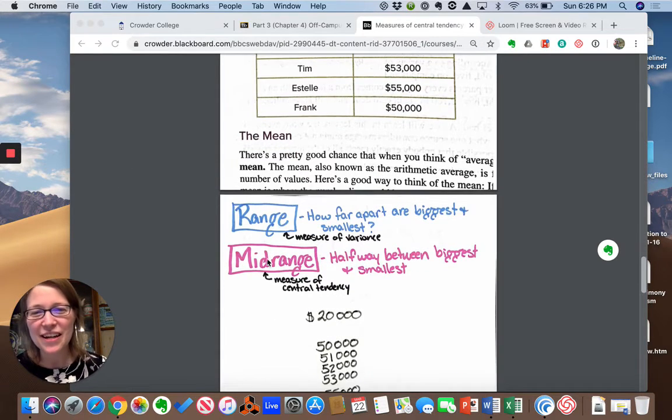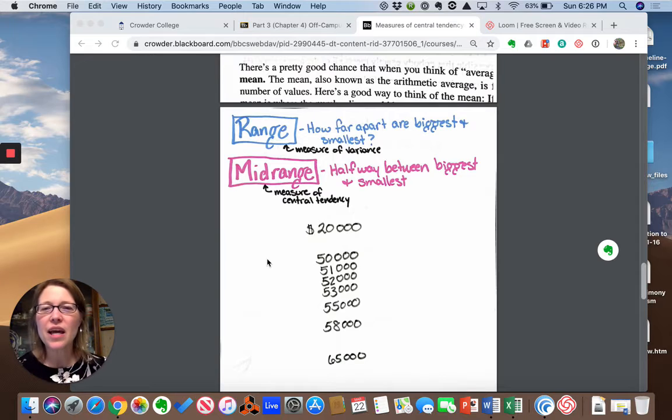So anyway, let's talk about range and mid-range. The range is how far apart the biggest and the smallest are. How spread out is our data. Range is not a measure of central tendency. Mid-range is, and since they're connected, we're going to talk about both of them.